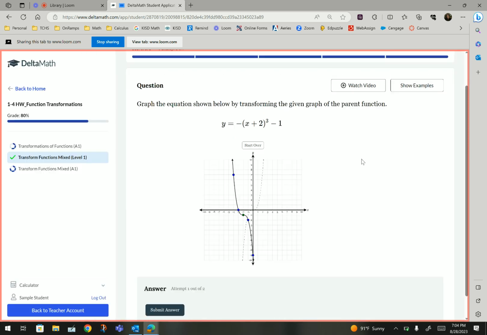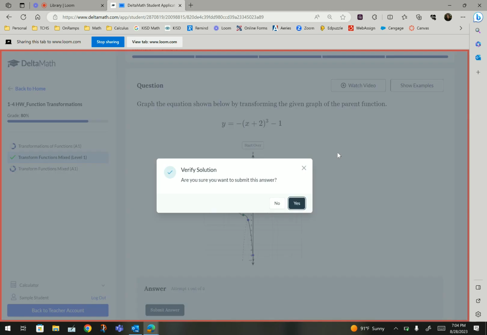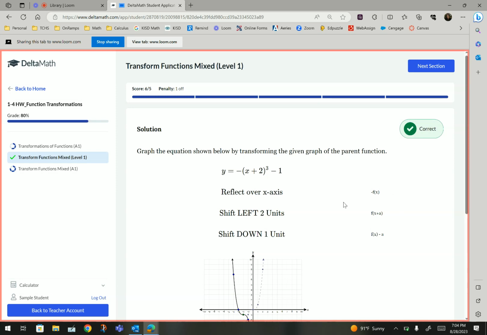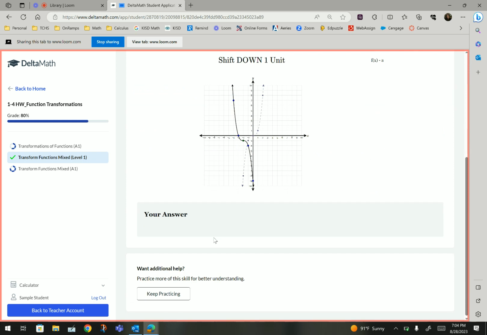So let's see if I am correct. Okay, there we go. So we reflected first. We shifted left 2, and then we did down 1. Okay, let's try another one.